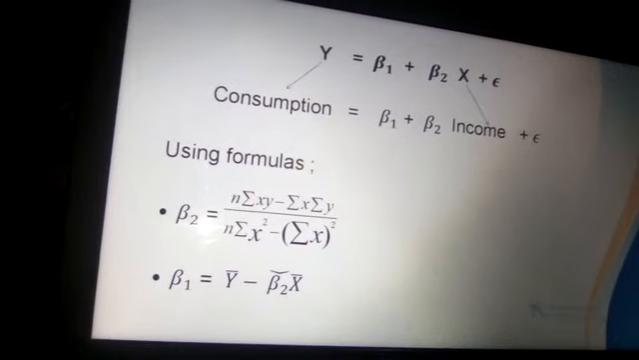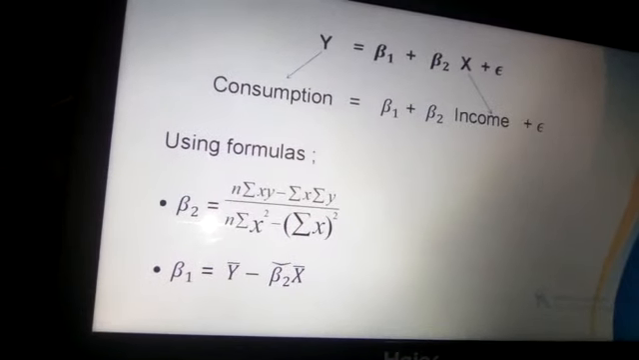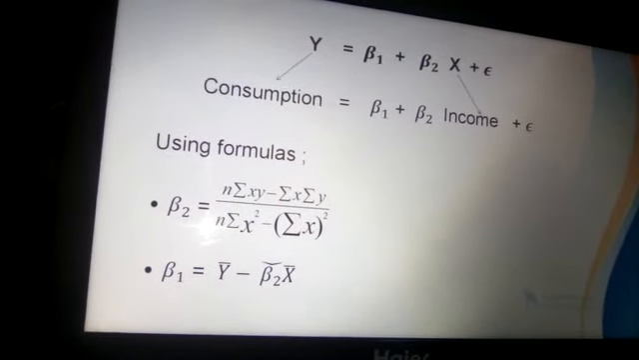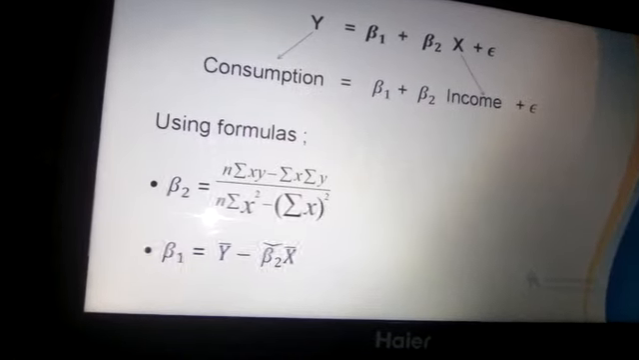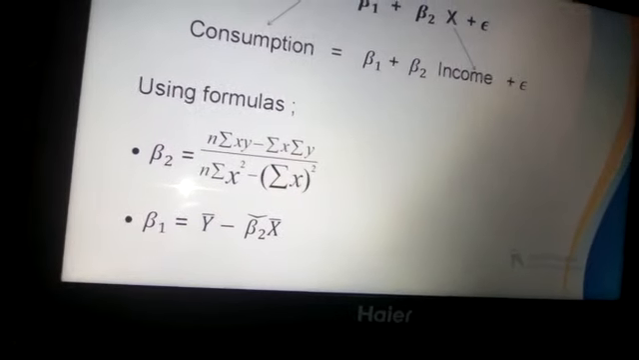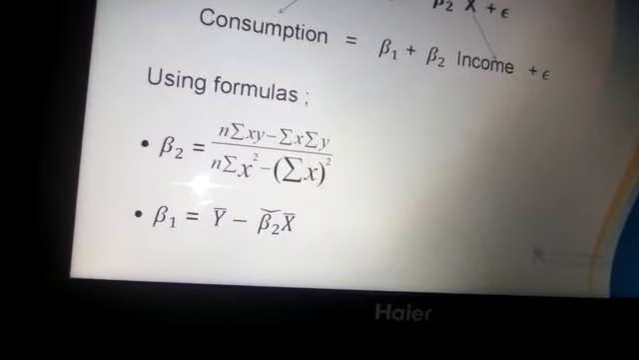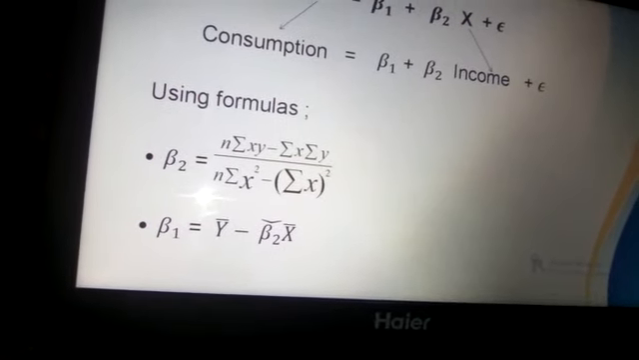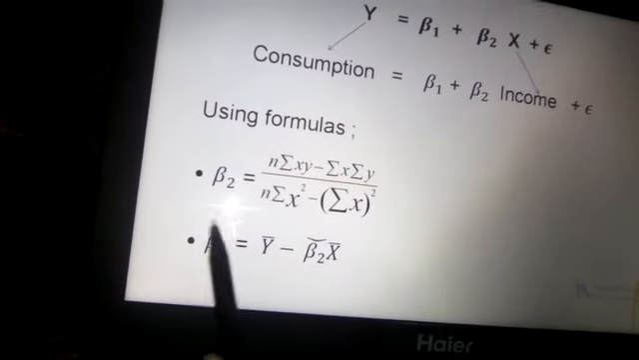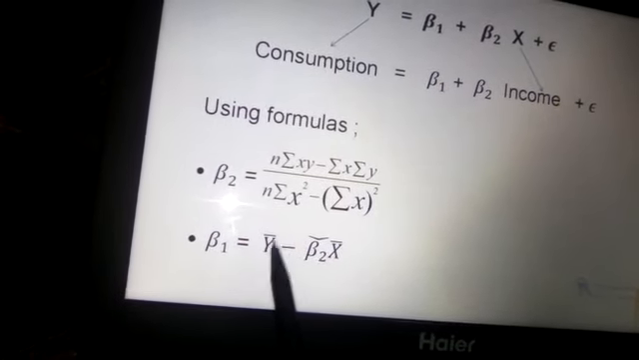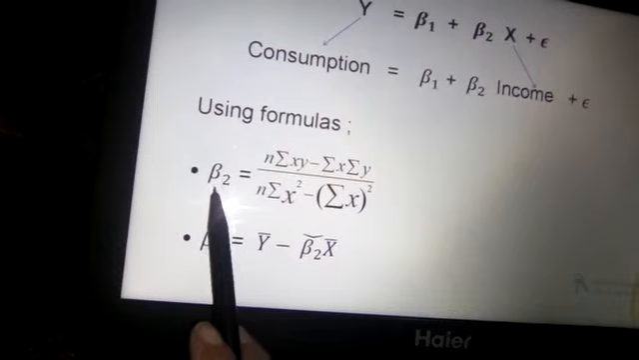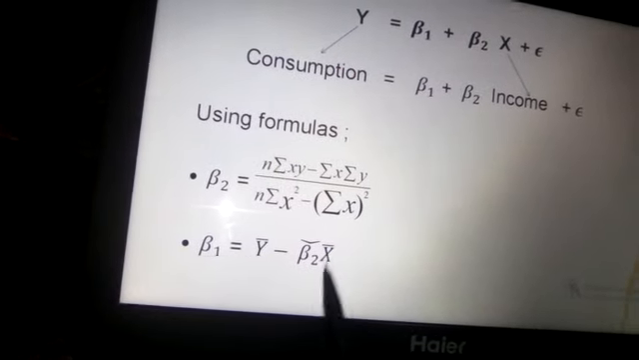We have to find the values of Y with respect to the values of beta 1 and beta 2. In order to find beta 1 and beta 2, we can use formulas or we can deduce the values. For our ease, we use the formulas: beta 2 equals n summation xy minus summation x summation y, over n summation x square minus summation x whole square. Similarly, we can find beta 1 as y bar minus beta 2 hat times x bar.